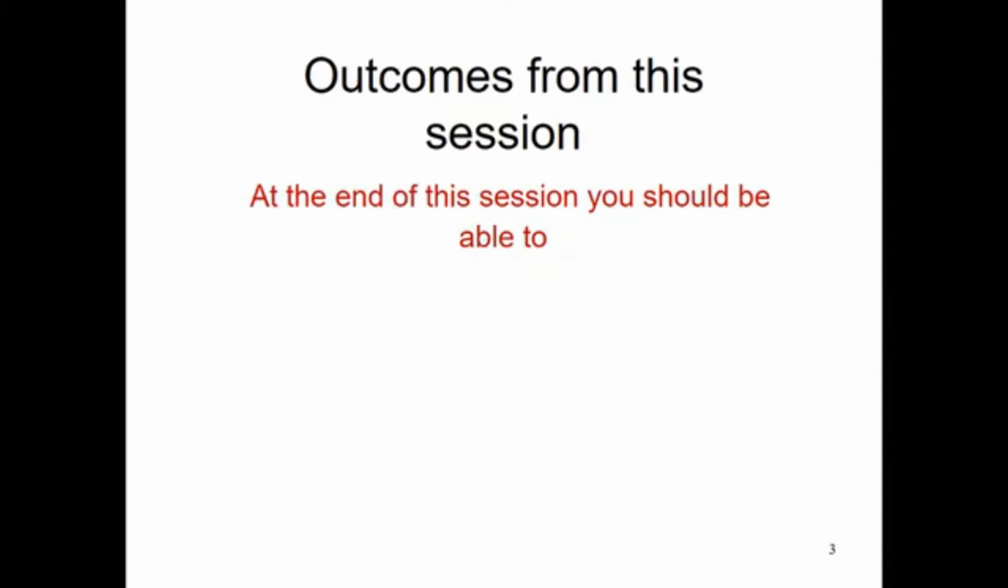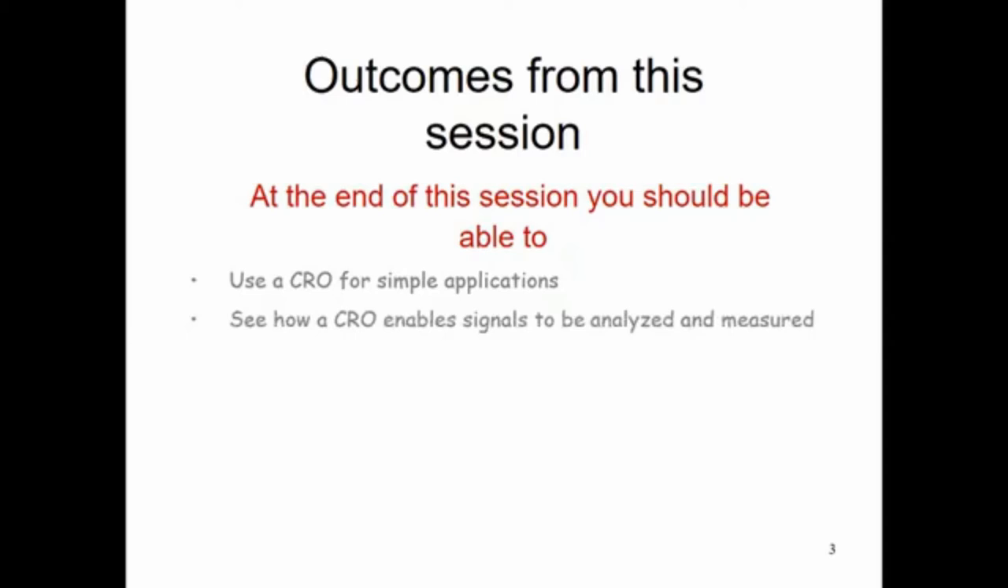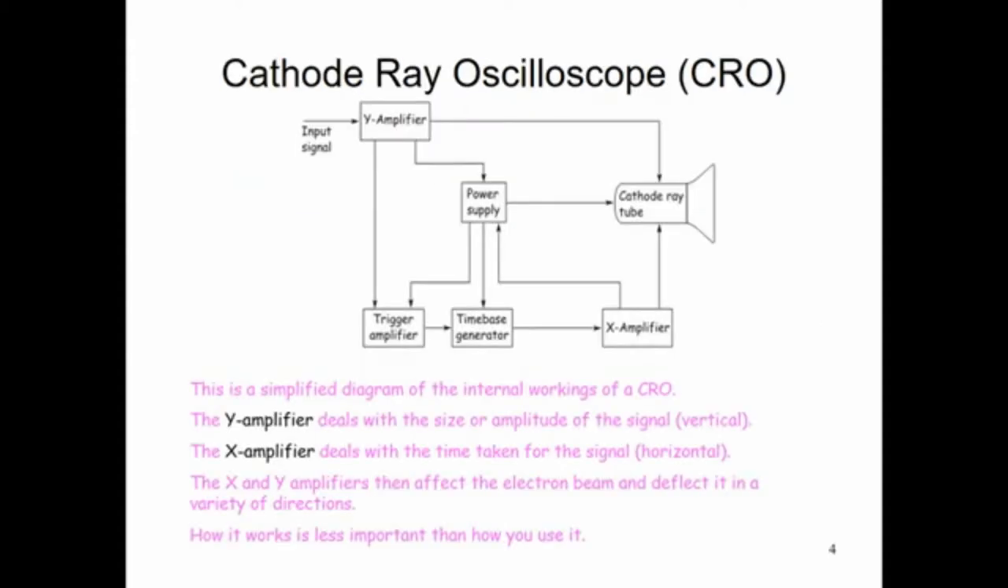Hello again, another lesson, and in this session we are learning about cathode ray oscilloscopes. By the end of this session you'll learn how to use a CRO, or cathode ray oscilloscope, for simple applications, see how a CRO enables signals to be analyzed and measured, and use a cathode ray oscilloscope to determine the period, amplitude and frequency of a wave.